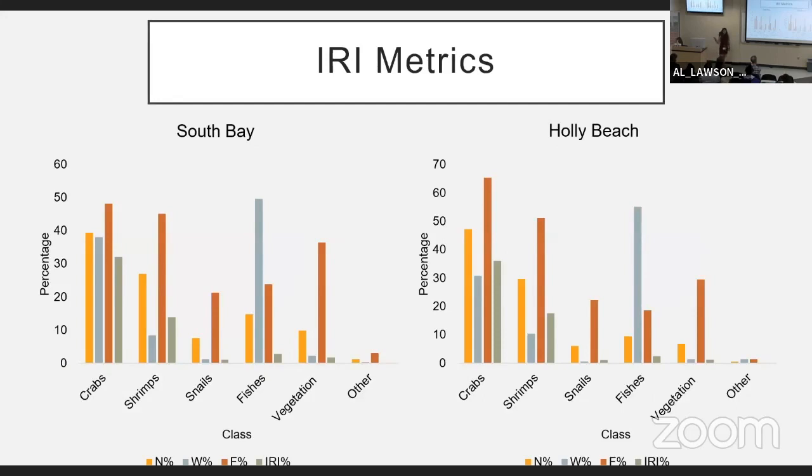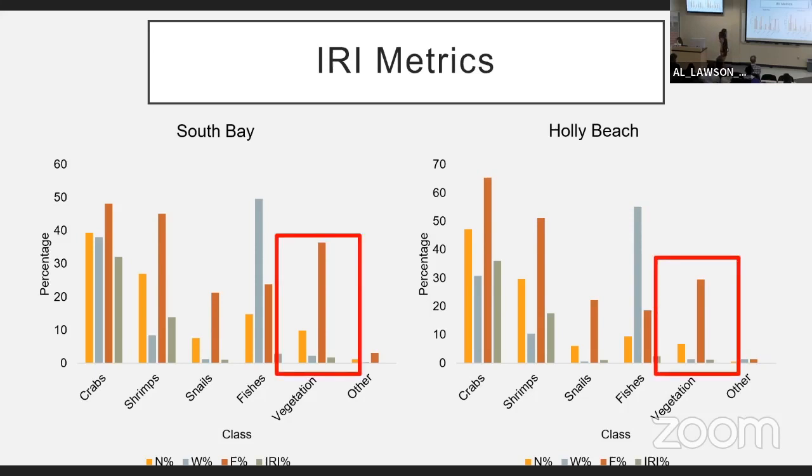And then, like I said, I used it all to calculate IRI metrics as well. So we have that for South Bay and Holly Beach, which it's important to look at all of them because, depending on a certain fish, some of the abundances can be skewed and show that, oh, we only eat a certain thing, but it could have been one fish having a feast on one type of prey.